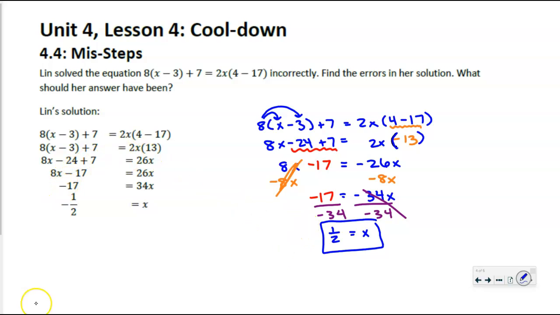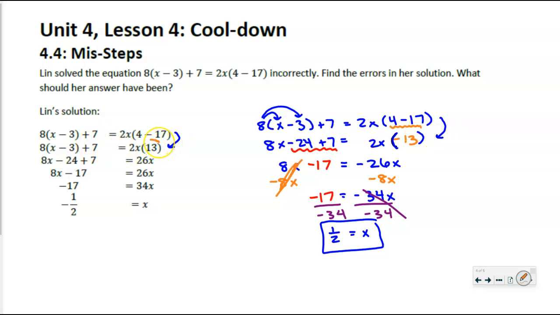Now we can come back and take a look at Lynn's solution. Looks like Lynn ended up with something similar, but x is equal to a negative 1/2 instead of a positive 1/2. Let's see if we can find where those mistakes happened. Looks like the first step they took, they only focused on the right-hand side. And let's compare that to what we did on our right-hand side. We still have our 2x multiplied by parentheses 13. We did 2x multiplied by parentheses negative 13.